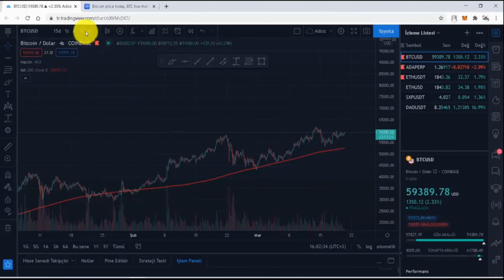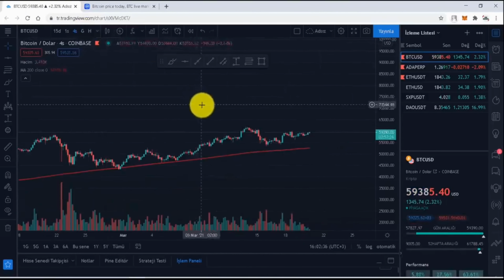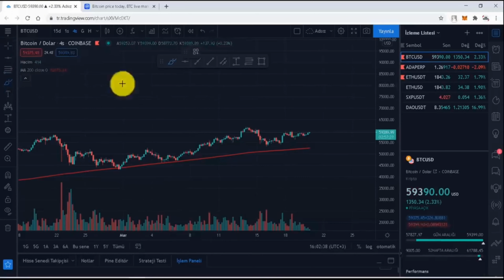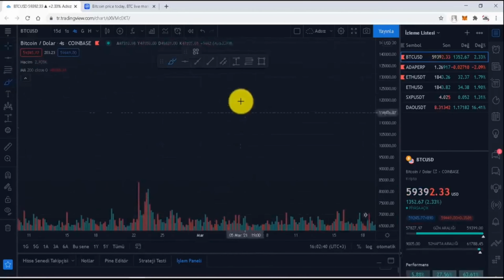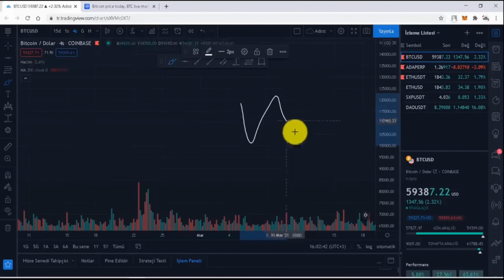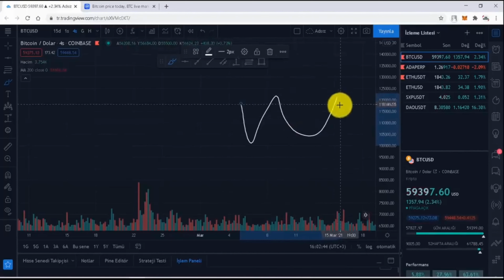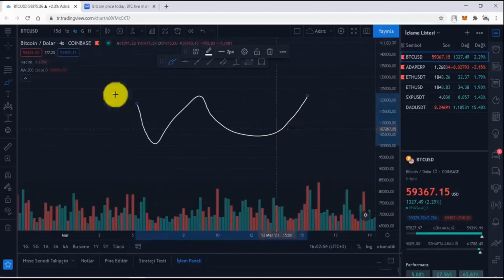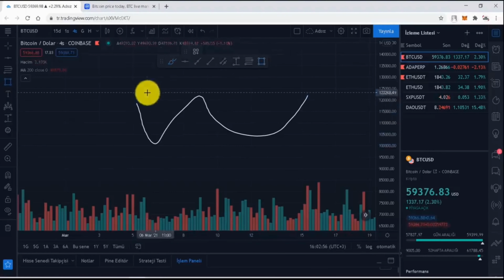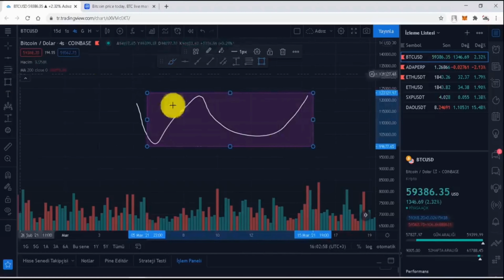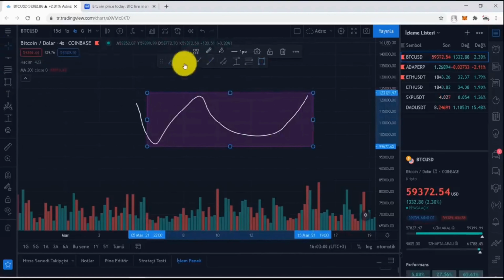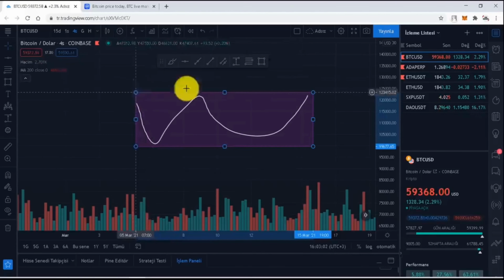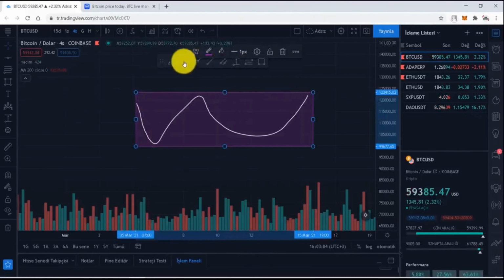Now, let's talk about a few more formations. Let me illustrate these on the screen right away. There is an Adam and Eve formation like this. This is how you can see it. Adam-Eve formations occur like this, and a rise comes back as high as the peak. We also have our rectangular formations like this. We can show them as well.